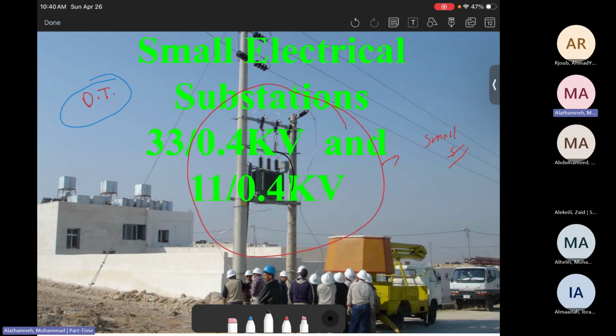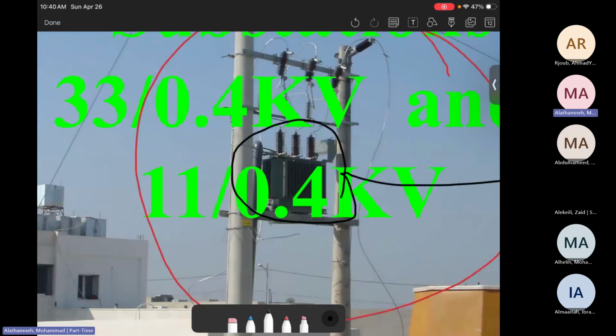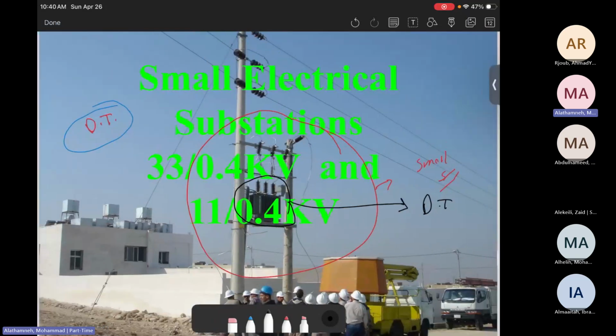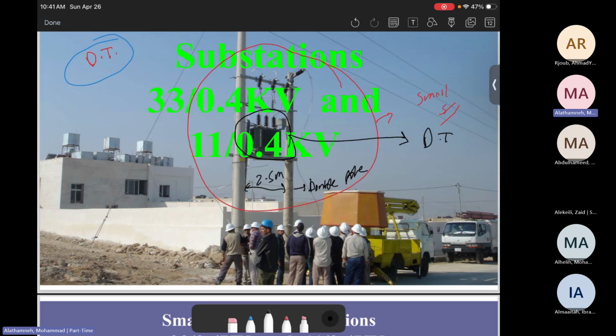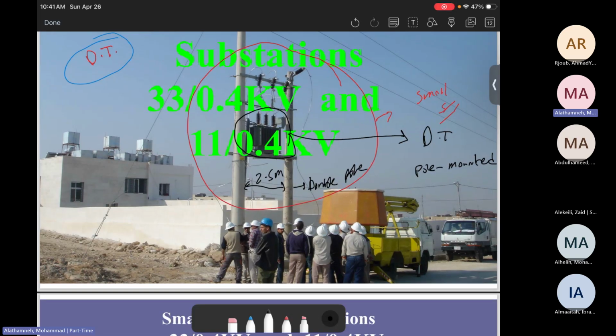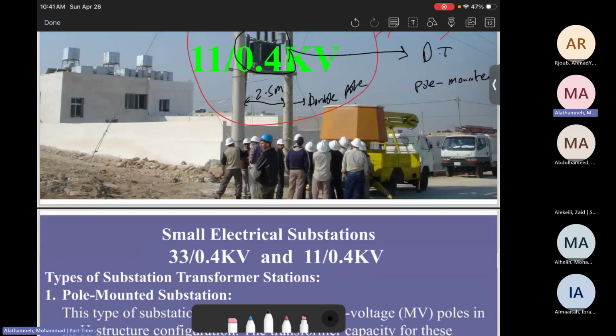While when you look at this transformer, this is the DT, the distribution transformer. Then you can see it's three-phase. Here is how it looks. So the first thing that you can observe, there is a double pole, and the distance should be 2.5 meters. That's the first observation. The second observation, you can see it is pole mounted. It is mounted on the poles. There is another type which is called ground mounted, which is mounted on the ground. But this part is pole mounted.